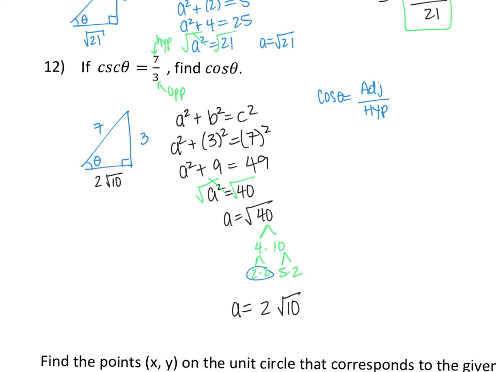From here, to find cosine, I need to plug this in for the adjacent, which is 2 root 10, and then my hypotenuse is 7. And I can't really do much after that. 2 and 7 don't reduce, so this is it.